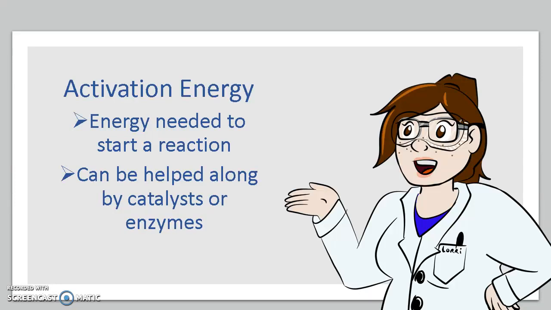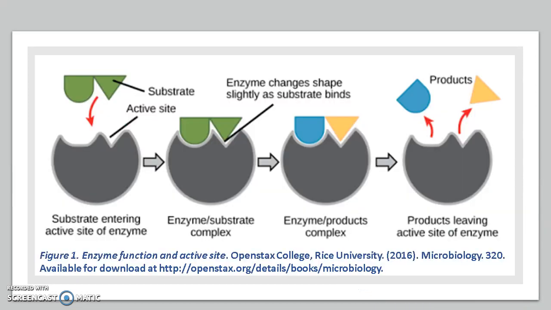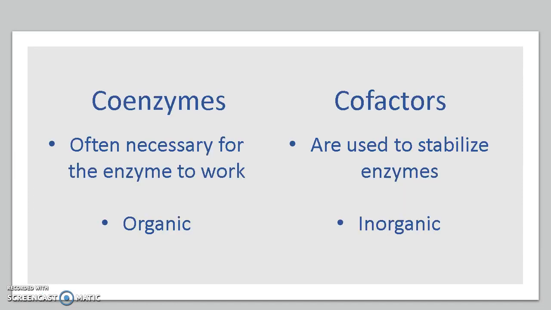Basically, enzymes have an active site that binds and conforms to a specific substrate, like lactose, and it either helps break it down or combine it with another substrate. In the case of lactose, it's broken down into galactose and glucose. Enzymes often need help from cofactors or coenzymes to do their job. Cofactors stabilize enzymes, and they are inorganic, whereas coenzymes actually activate the enzymes by binding to them.